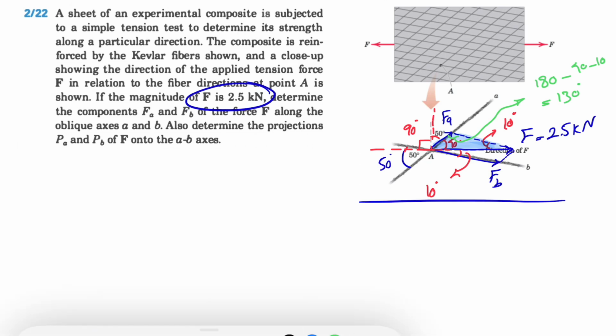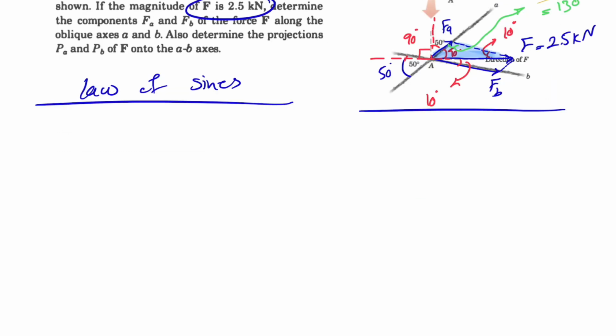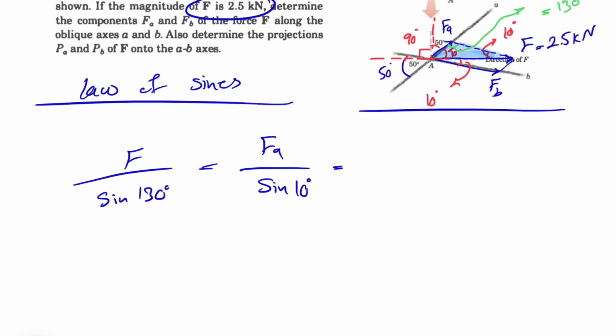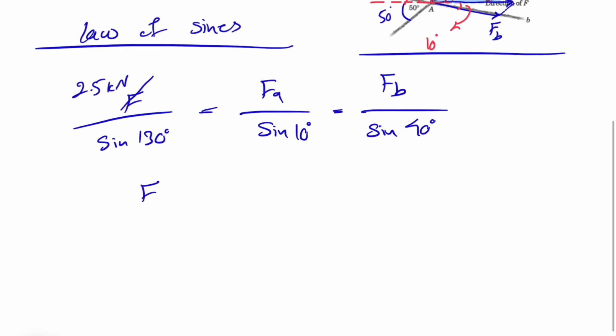Now we can do the law of sines for that particular triangle that I highlighted in blue. So if we do the law of sines, we simply have F over sine of the angle in front of F, which is the angle that I highlighted in green, 130 degrees, is equal to FA over sine of the red angle, which is 10 degrees, and FB over sine of the 40 degrees angle. And from here we know F is 2.5 kilonewtons, and it's easy enough to find FA and FB.